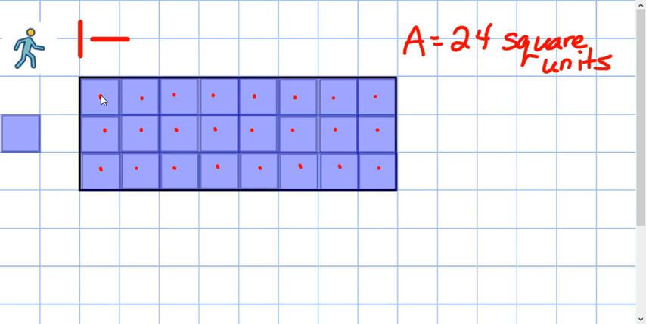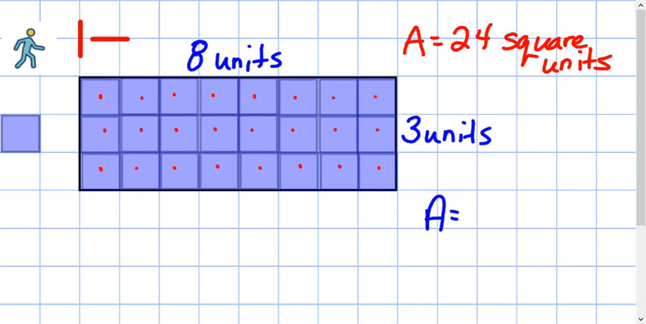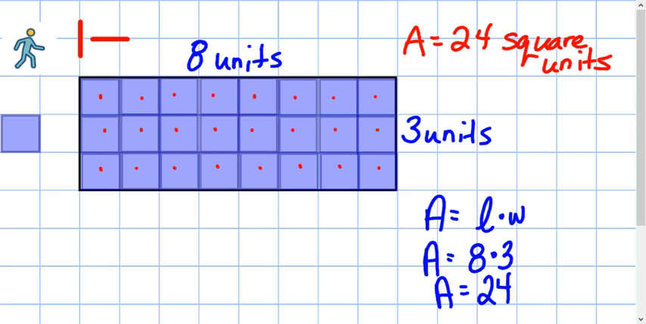Now we could also go back and know this side was 8 units, because we know that from when we did the perimeter, and this side was 3 units. So we could just use the area formula we learned in elementary school. Area equals length times width, which you can also call base times height. And so our area is 8 units times 3 units, which is 24, and it's 24 square units.